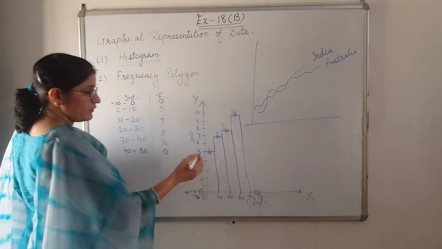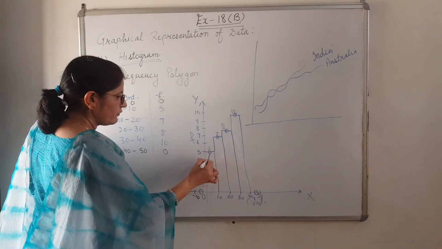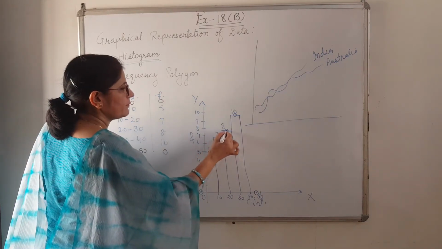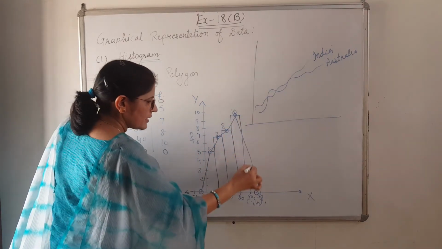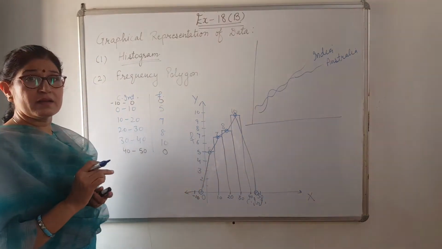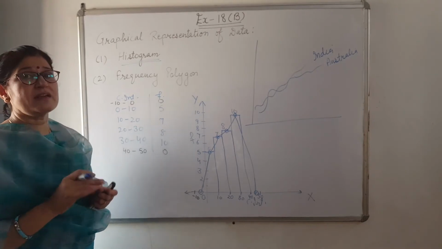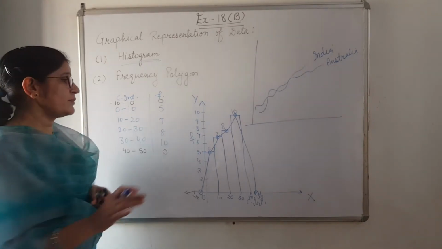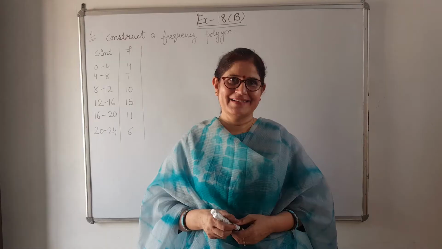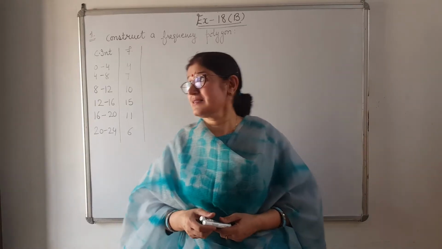Like this. And then with the help of the scale, we join these points, and this is a frequency polygon by using a histogram. If it is said without using a histogram, then straightaway we have to do it. I will tell you in the exercise. Now we start our exercise.